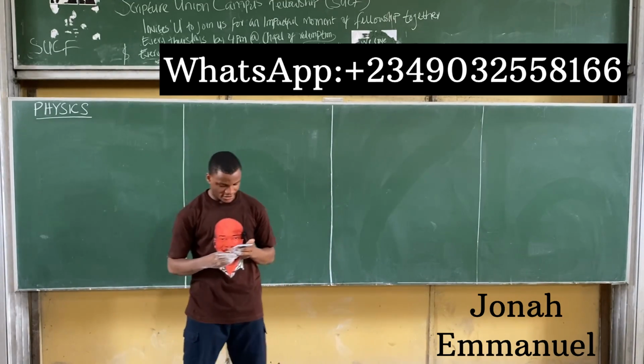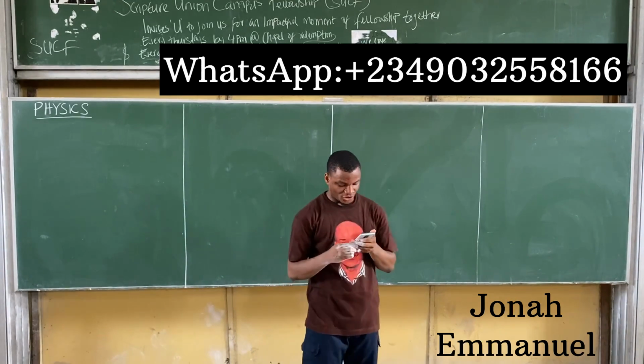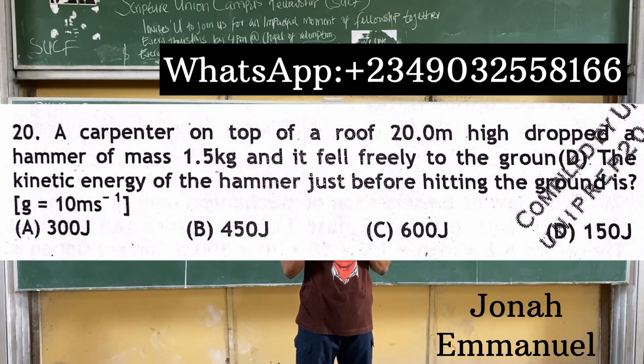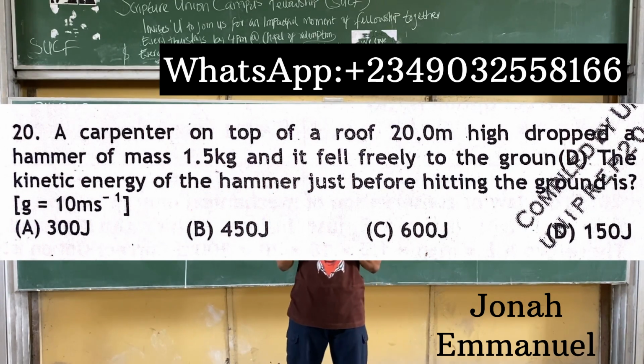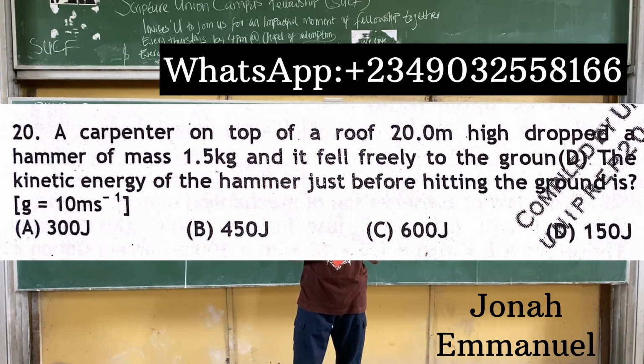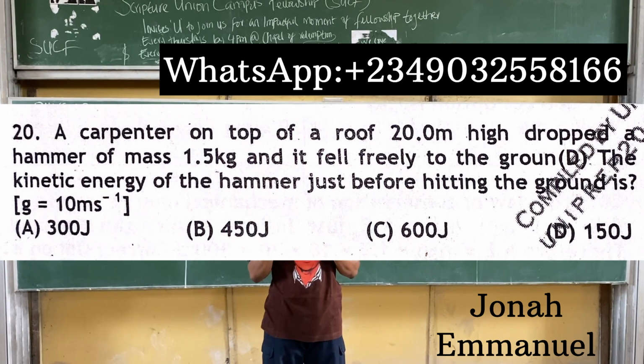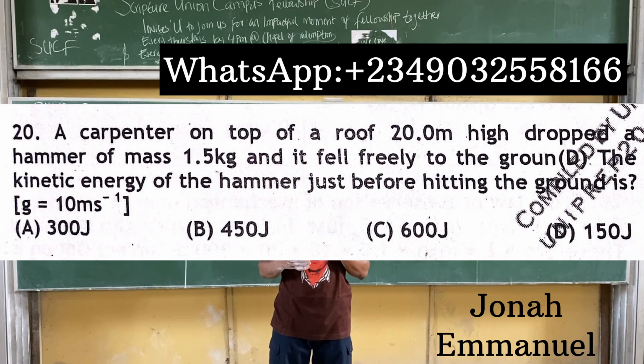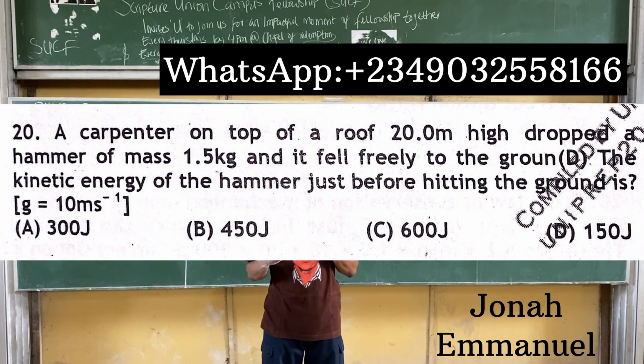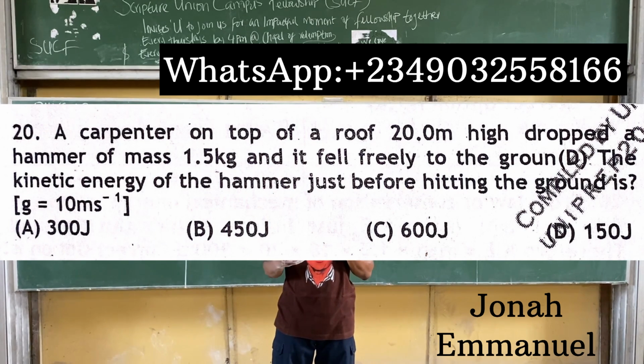All right, let's look at the next question here. Our next question says, a carpenter on top of a roof 20.0 meters high dropped a hammer of mass 1.5 kilograms and it fell freely to the ground. The kinetic energy of the hammer just before hitting the ground is dash.